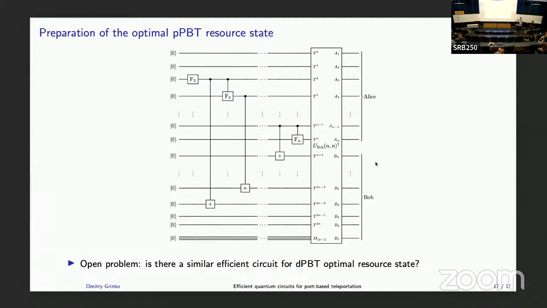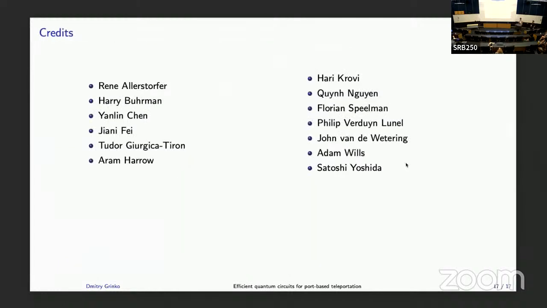And then Alice and Bob can use this resource. But unfortunately, the description of the optimal state for DPBT is pretty much still an open problem, and we are not sure that it actually has efficient circuits. So this is basically an open problem for you. It would be very interesting to understand if a similar approach can be used for preparing an optimal state for DPBT.